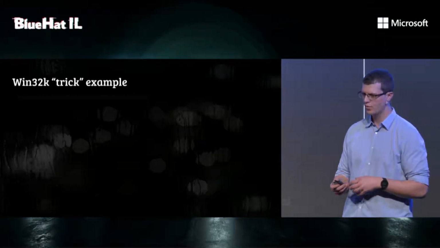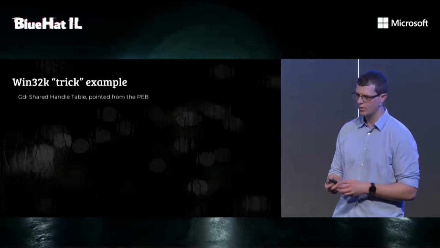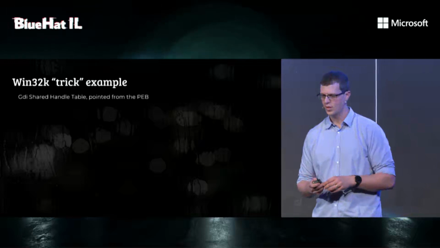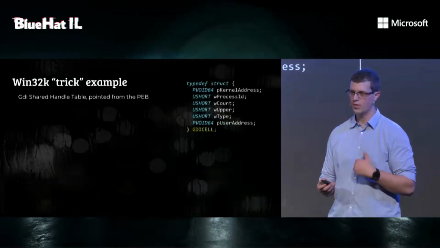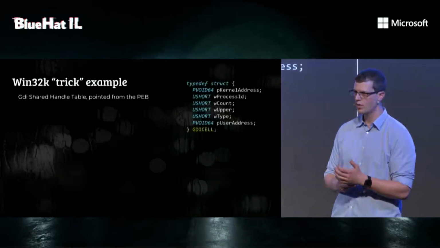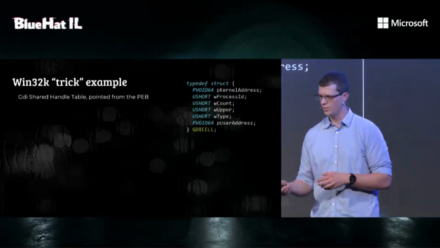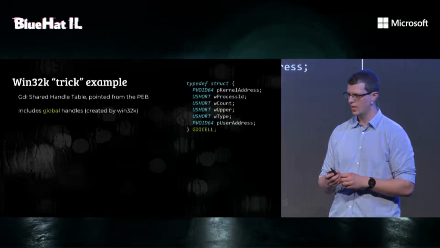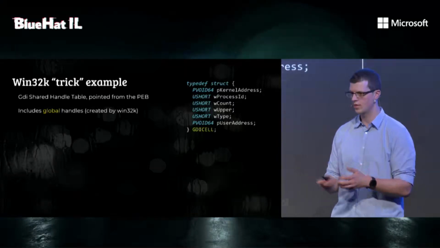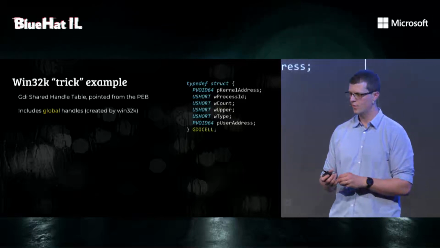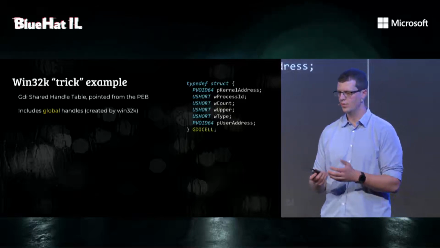One thing that we learned through the research is there is such a thing called the GDI shared handle table, which is an array of structures pointed to by the PEB, which contains all handles for GDI objects. If you notice, there's the process ID, which indicates which process owns this specific handle. Global handles are ones where the process ID is 0.